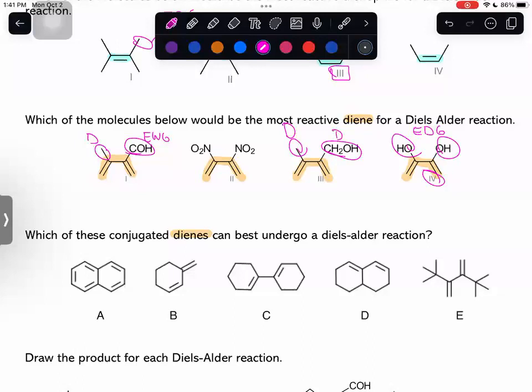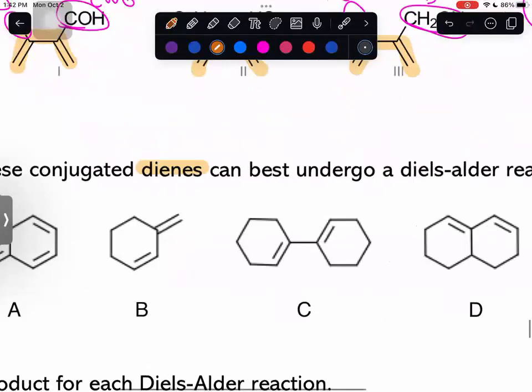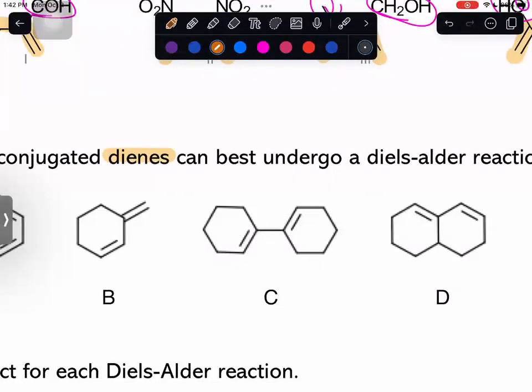Okay, so let's start with the ones that are just not going to be good dienes. Which molecules would they be? B. What's the conformation for molecule B? It's s-trans. Can we rotate it? No, because it's part of that cyclic structure. I can't rotate it, so it's not going to be B at all.